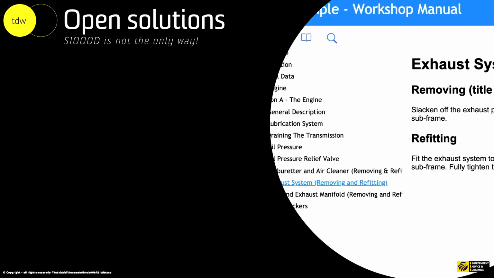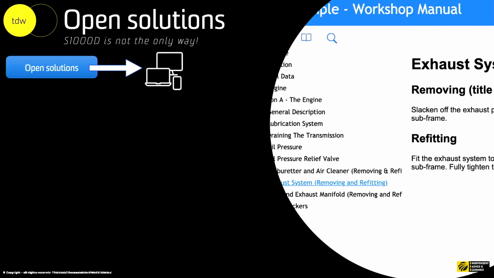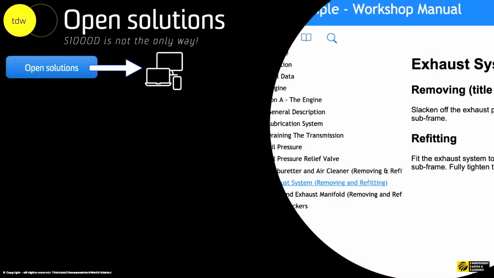And I'm going to talk about each of these in turn. So I want to move first and foremost into open solutions. And why do I want to talk about open solutions? Because, as I've said before, S1000D is only one way that we can produce technical publications. There are a multitude of ways that we can use, create, and deploy our technical publications. So let's put S1000D to one side and let's think about other methodologies.